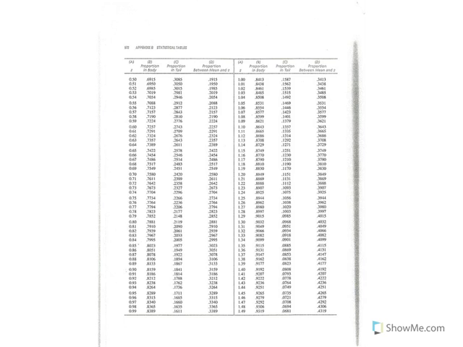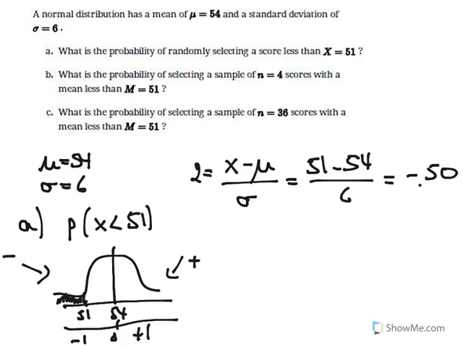Now we look up the z-score of 0.50, and remember it doesn't matter that it's negative. All we're looking for is a proportion. In this case we're looking for the proportion in the tail. So it is 0.3085. So the probability is 0.3085 that we are randomly selecting a score less than 51.